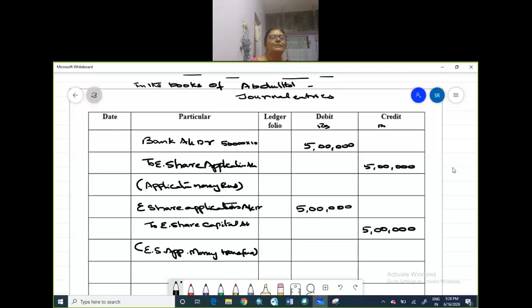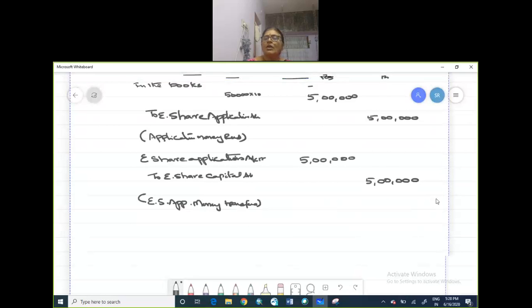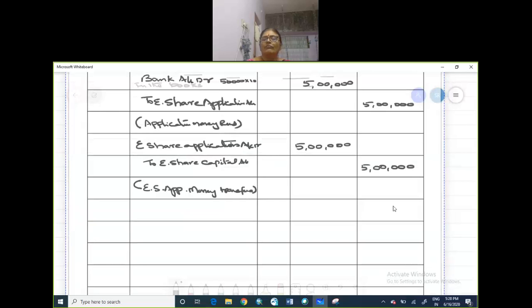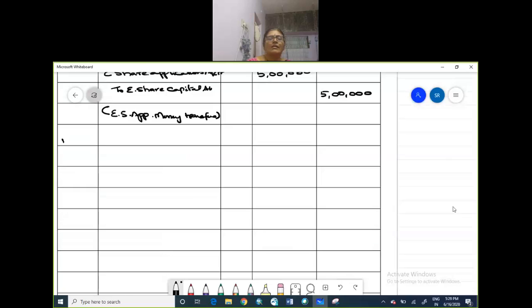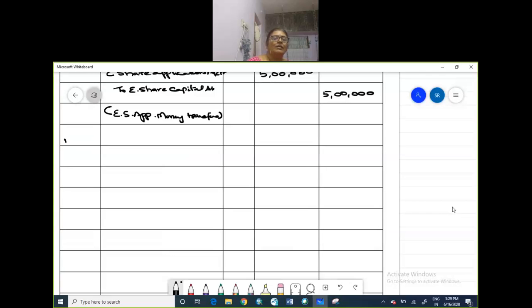Next we'll be seeing another problem with premium. So let us see premium. When the shares are issued at premium, what is the journal entry you're going to pass? Okay. Now when the shares are issued at premium, what are you supposed to do? Let us increase the page. Okay. Now, premium at rupees 3.